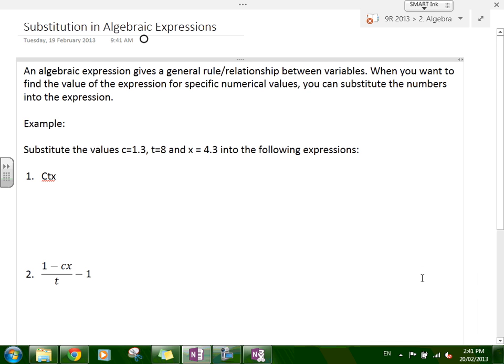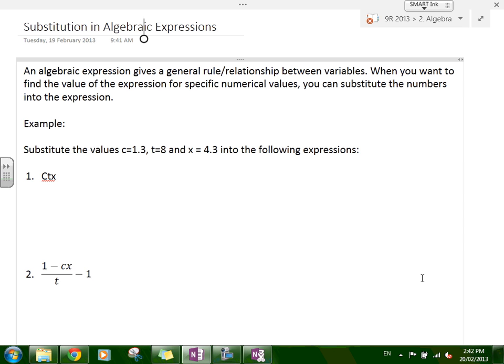Okay, thank you. As we spoke about before, and we've been speaking about for the last few years, an algebraic expression gives a general rule or a relationship between variables. Okay, that's the strength of it. It gives you a general way of saying something. So when you want a specific value, or specific sets of values, all you have to do is substitute in those values, and then you get your result. So you substitute the numbers or different values into the expression, and you get the result you want for that combination of variables, or for the combination of numbers.